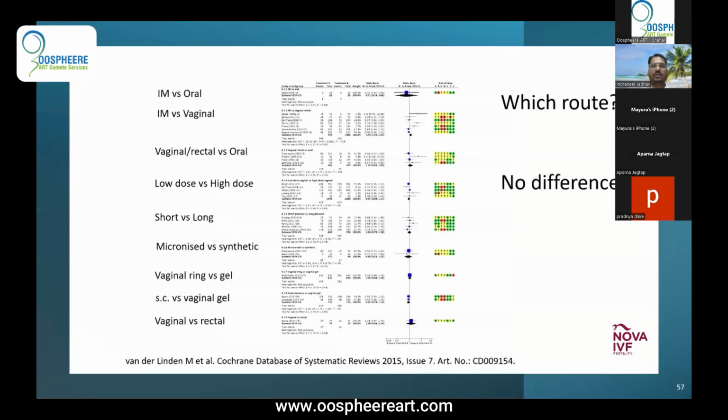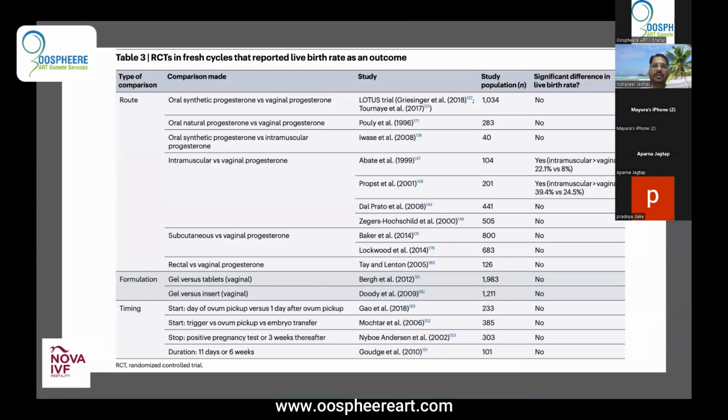So which route? Many studies are there. There is no difference in the route of administration, but minimum progesterone level should be maintained and that should be taken care of. So here you can see that with route, yes, IM was having better absorption over vaginal progesterone, but still if you are giving multiple combinations of progesterone, there is no significant role.